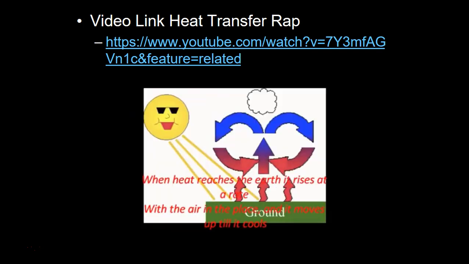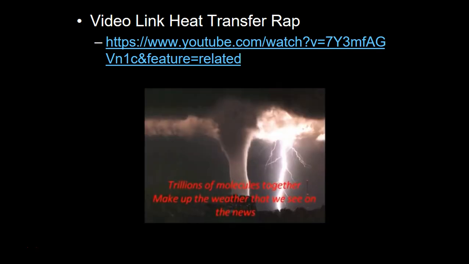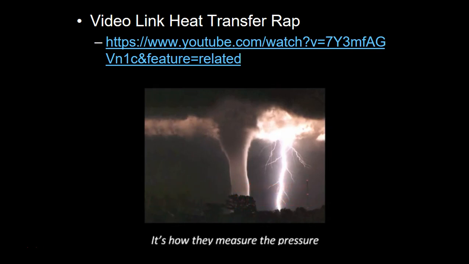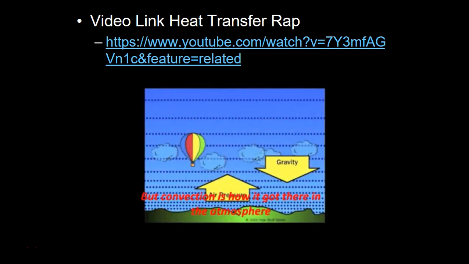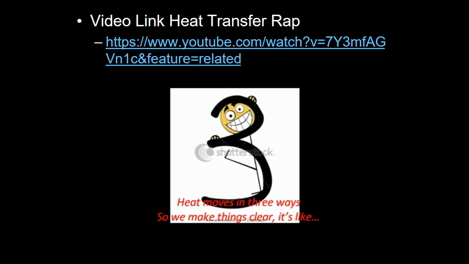When heat reaches the earth, it rises at a rate with the air in the place, and it moves up till it cools. Trillions of molecules together make up the weather that we see on the news. It's how they measure the pressure of the air and the temperature, but convection is how it got there in the atmosphere. So don't be scared. Heat moves in 3 ways, so we made things clear.